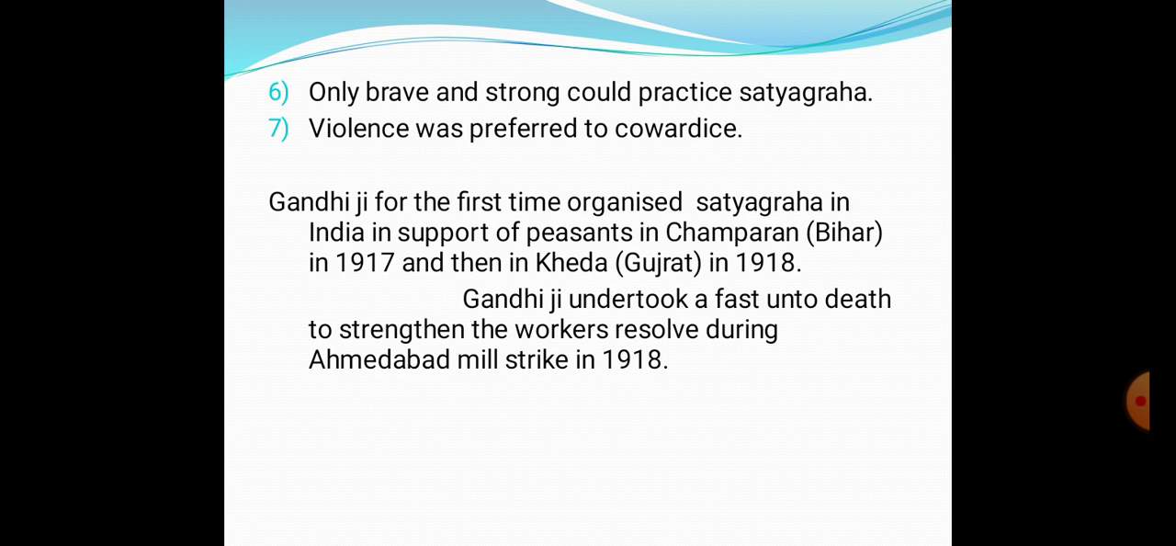Gandhiji undertook a fast unto death to strengthen the workers' resolve during the Ahmedabad mill strike in 1918. This was the first time he had employed a fast unto death in India.